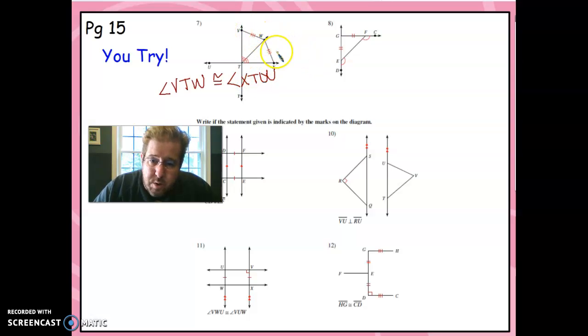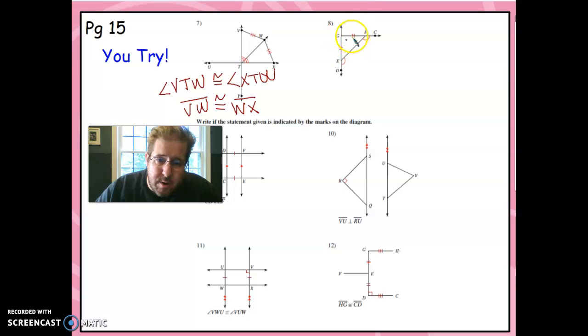And then we also have two congruent sides, so that's VW, and that segment is congruent to segment VWX. All right, over here we've got congruent sides and congruent angles again. So let's start with angles. Angle DEF, that's this angle, is congruent to angle CFE.